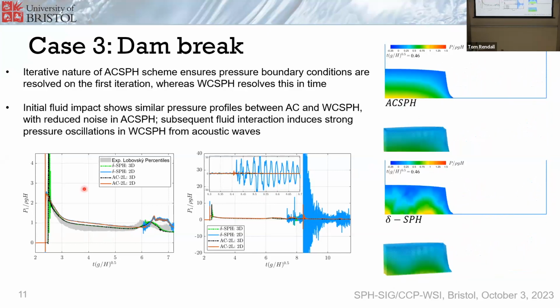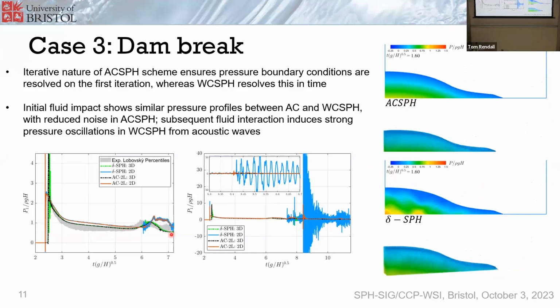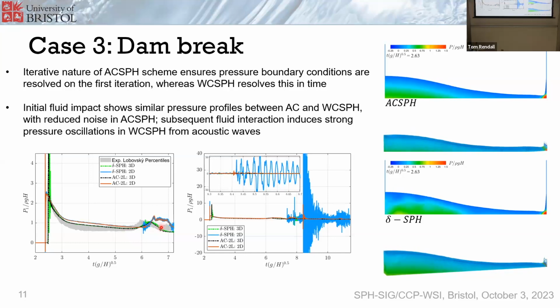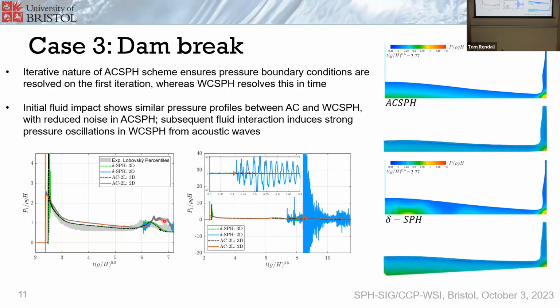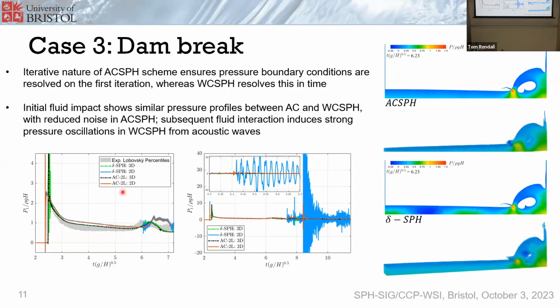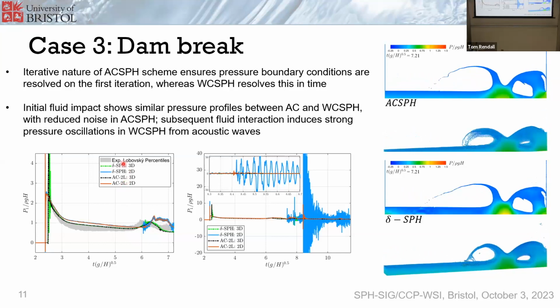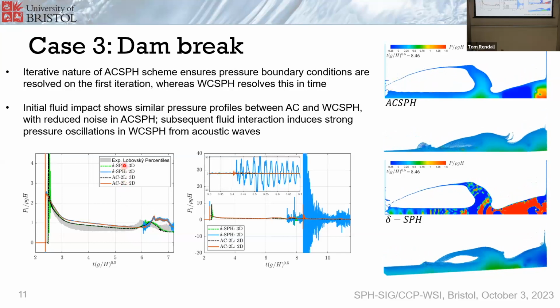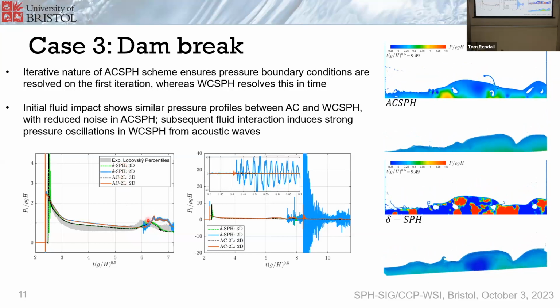That's just because it's a fully incompressible solution. And the pressure field here, again, you can see moving in 2D from the blue to the red, we've eliminated quite a lot of that noise, and again in 3D from the green to the black line here on this curve.